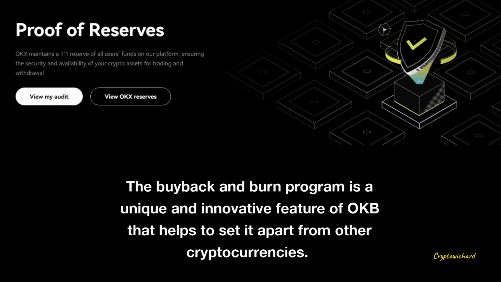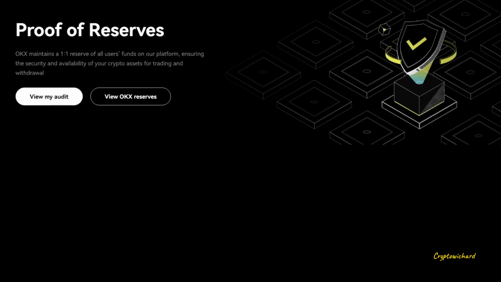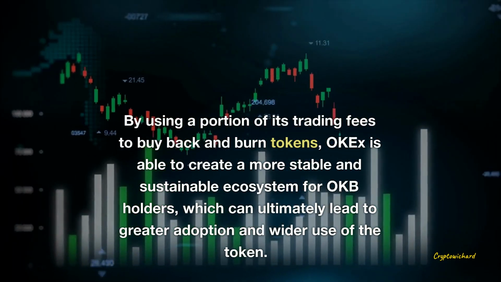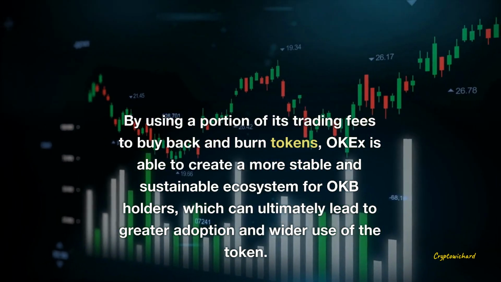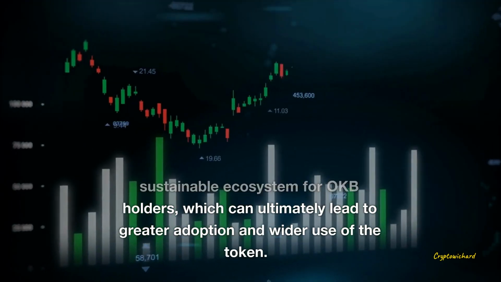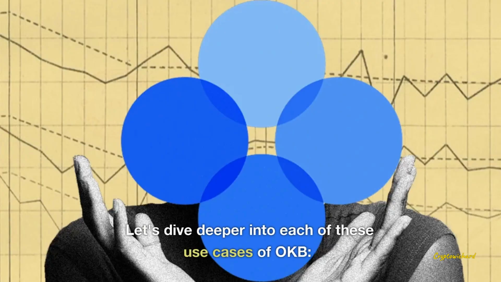The buyback and burn program is a unique and innovative feature of OKB that helps to set it apart from other cryptocurrencies. By using a portion of its trading fees to buy back and burn tokens, OKEX is able to create a more stable and sustainable ecosystem for OKB holders, which can ultimately lead to greater adoption and wider use of the token. Let's dive deeper into each of these use cases of OKB.